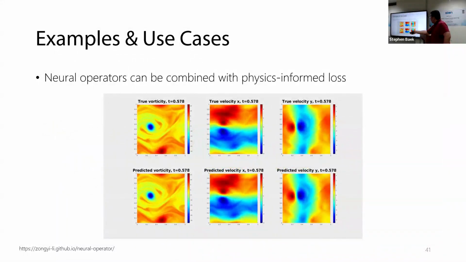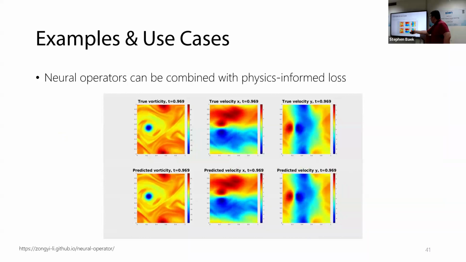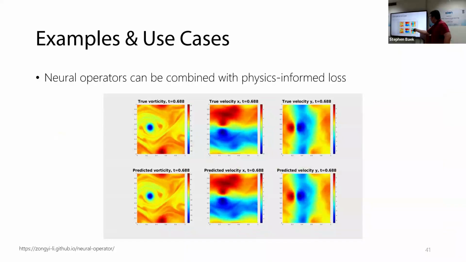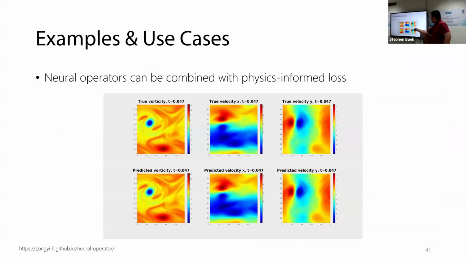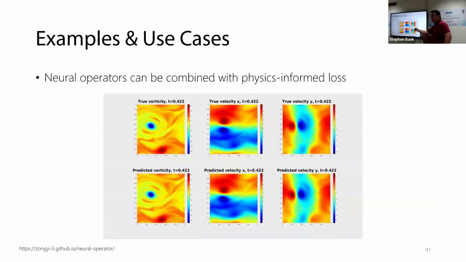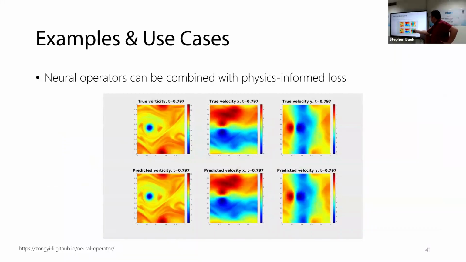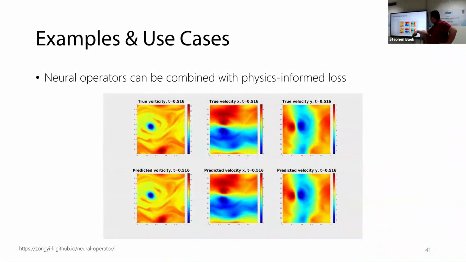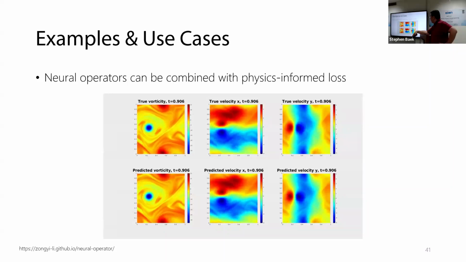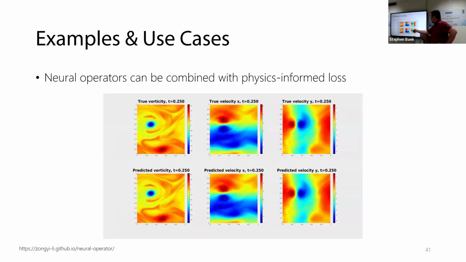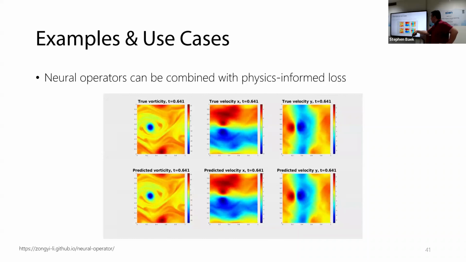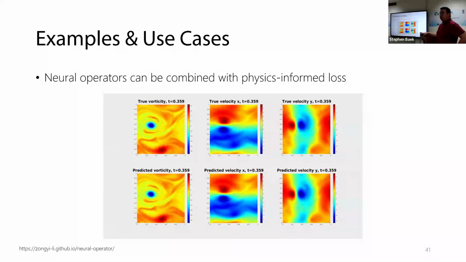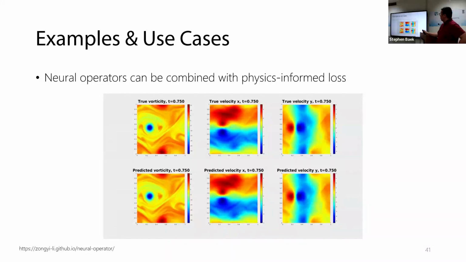Here's a little more. I think this one, we're back to Navier-Stokes again. So we have the vorticity, and then the velocity field, the x component of the velocity and the y component of the velocity. On the top row, we have the true signal from the direct numerical solver, and the bottom row is the prediction result from the neural operator. You can see that it's actually pretty good, right? If you look at the prediction result.